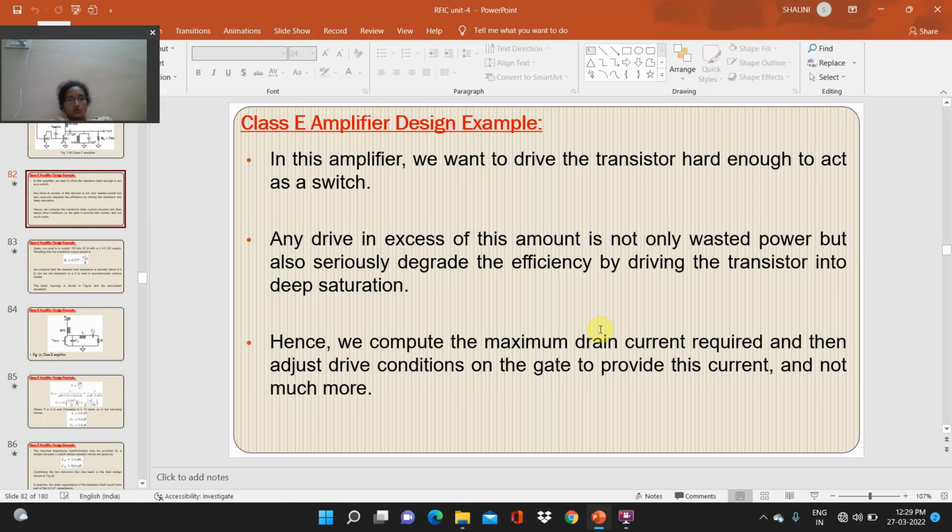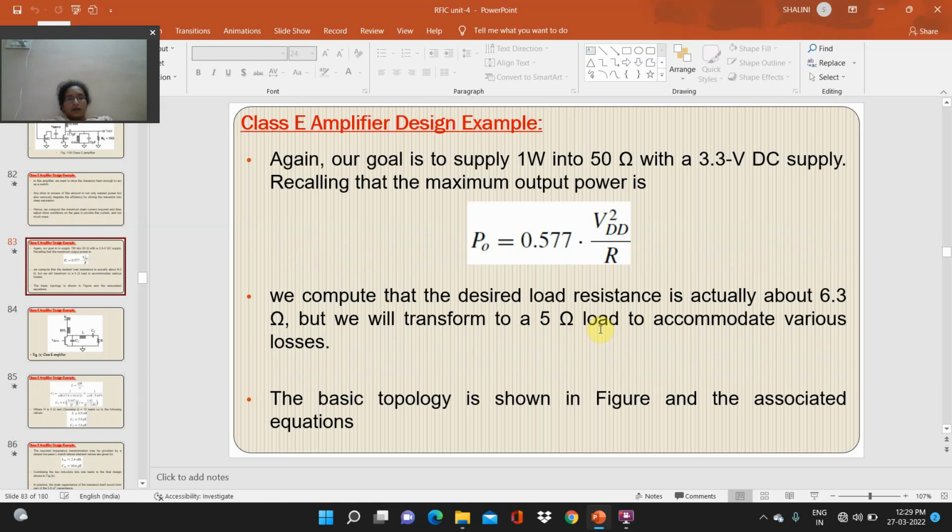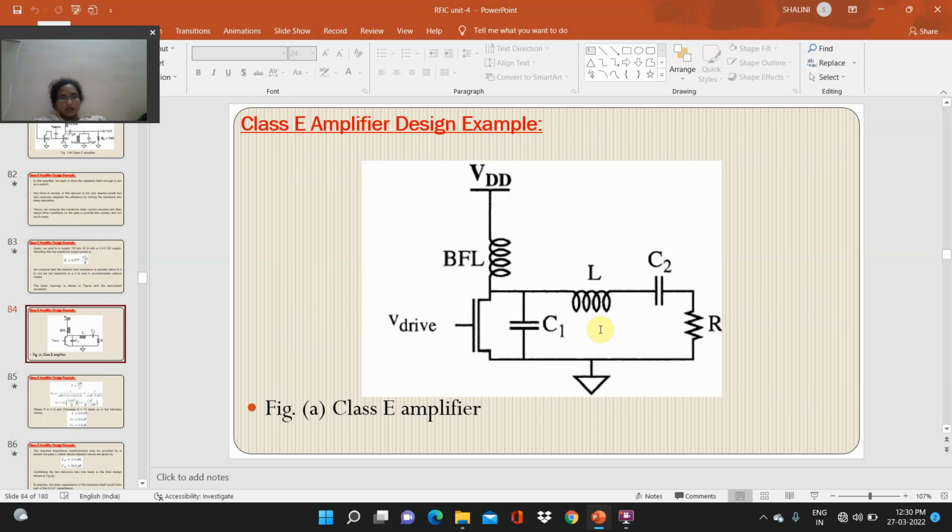and not much more. Again, our goal is to supply 1 watt into 50 ohms with a 3.3 volt DC supply, recalling that the maximum output power is P0 equals 0.577 V_dd squared by R. We compute that the desired load resistance is actually about 6.3 ohms, but we will transform to a 5 ohm load to accommodate various losses. The basic topology is shown in the figure and the associated equations.